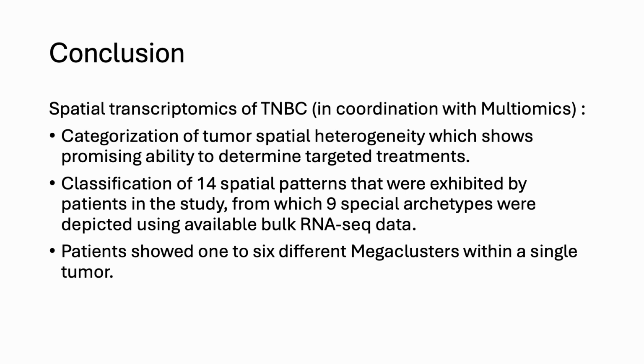To wrap things up, this paper showed that spatial transcriptomics of triple-negative breast cancer, in coordination with multiomics, allowed for the categorization of tumor spatial heterogeneity, which shows promising ability to determine targeted treatments. Classification of 14 spatial patterns were exhibited by patients in the study, from which 9 spatial archetypes were depicted using available bulk RNA-seq data. Patients showed 1 to 6 different megaclusters within a single tumor. So there's not just tumor cells in these tumors. Understanding tumor heterogeneity of a patient's tumor could have strong implications for future medical interventions.